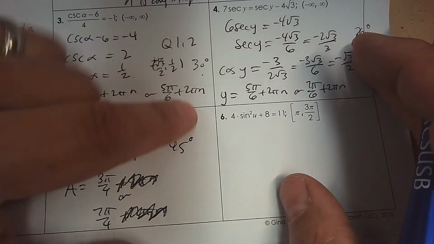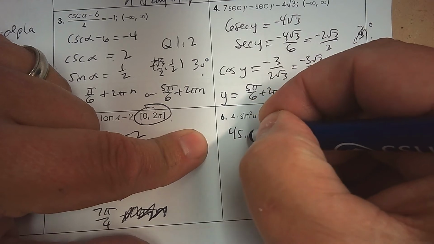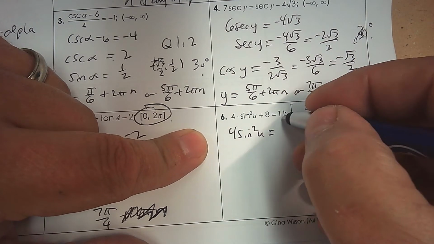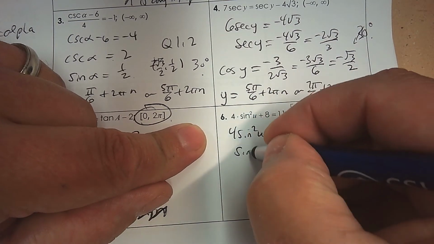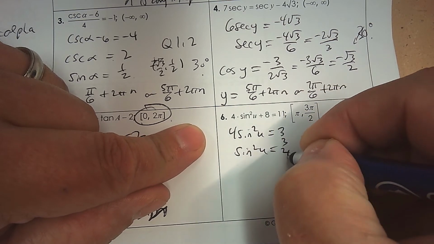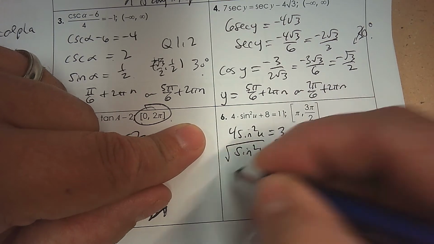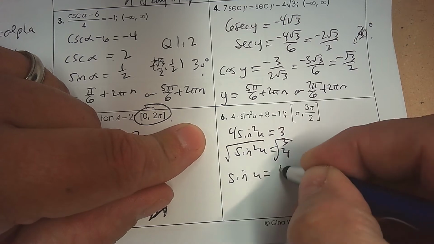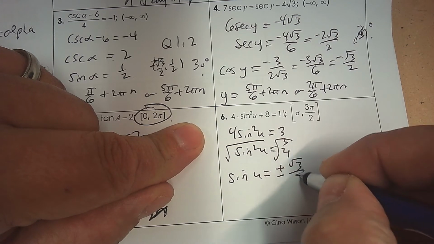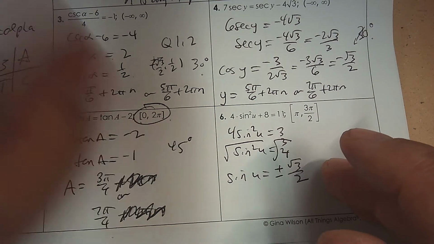Combine like terms. So that's what I'm going to do. So I'm going to subtract 8. 11 subtract 8 is 3. I'm going to divide by 4. And then I'm going to take the square root. Now I know when I take the square root, it's going to be positive or negative root 3 over 2. Just taking the square root of the top and the square root of the bottom.